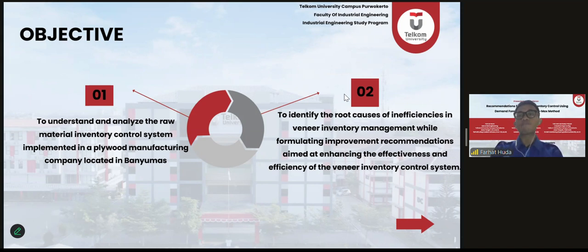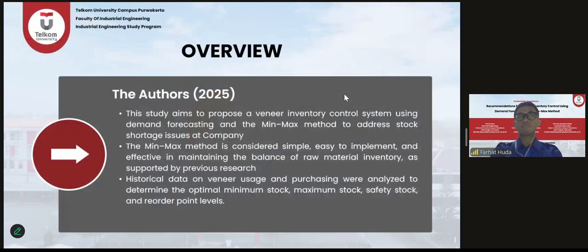Here is an overview of the study. This research aims to propose a veneer inventory control system using demand forecasting and the min-max method to address stock shortage issues at the company. The min-max method is simple, easy to implement, and proven effective in maintaining raw material balance, supported by previous studies. Historical data on veneer usage and purchasing were analyzed to determine the optimal minimum stock, maximum stock, safety stock, and reorder point levels.